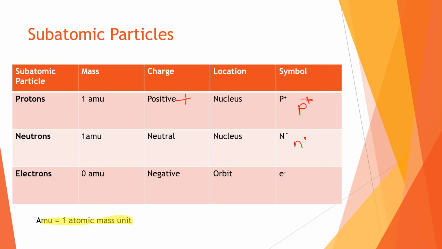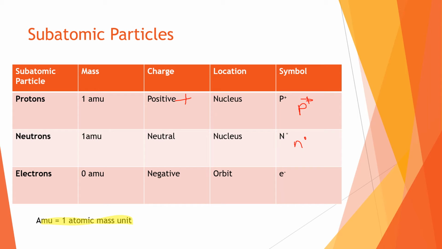Okay, so it can be a little n with a 0 to represent neutrons. Electrons have 0 AMUs for mass. So electrons contribute very little weight or mass to an atom. The protons and neutrons inside the nucleus make up the mass of an element. So for electrons, the mass is 0 AMU. They're not contributing to mass. Just the protons and the neutrons in the nucleus are.